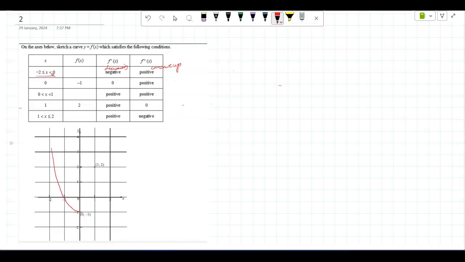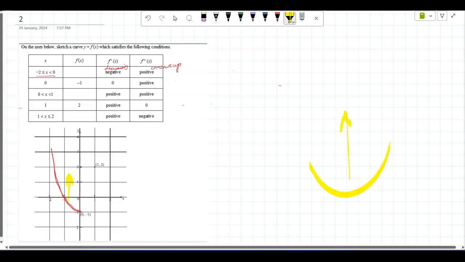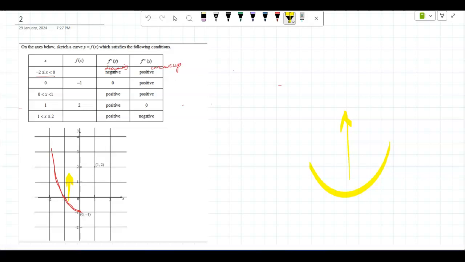Why aren't you going through -2? You can go through -2 also. It doesn't matter if you just have to roughly draw a curve. Now it is passing. You just said it's concave up. This is concave up, it's like a cup, it's opening up.